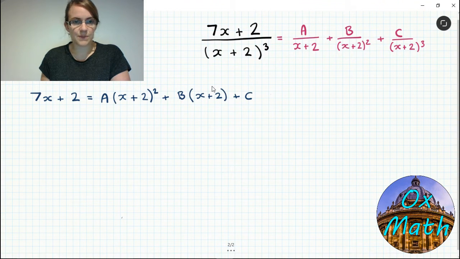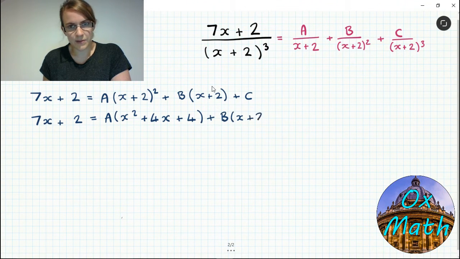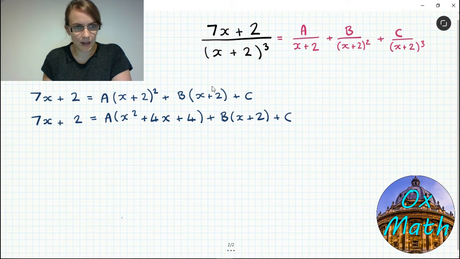We could, as we did before, pick x equals minus 2 to eliminate a and b and find c, but there are no values of x that we could pick that would then eliminate either a or b. So there is actually another way of doing it. I'm just going to first of all expand out all my brackets to aid us in the next step. So x plus 2 squared is x squared plus 4x plus 4, plus bx plus 2, plus c, and then I'm going to go one step further and expand it out again.